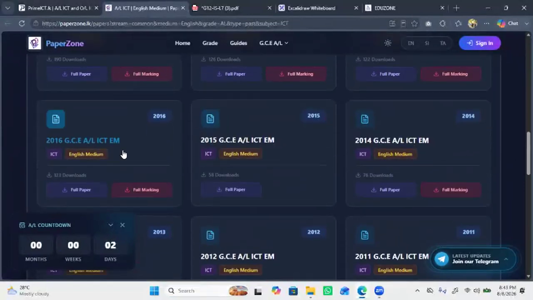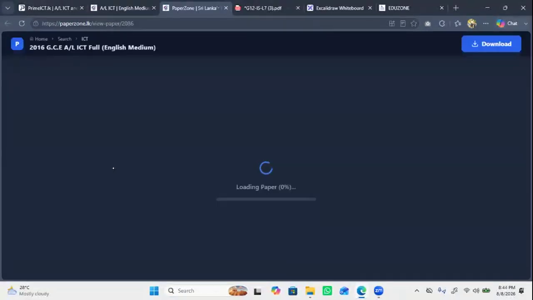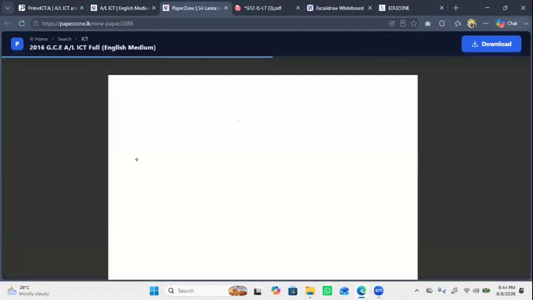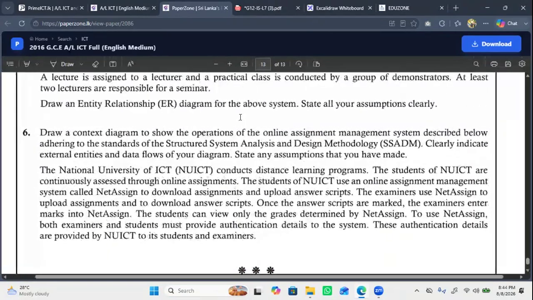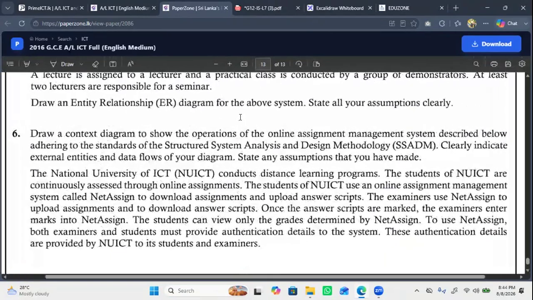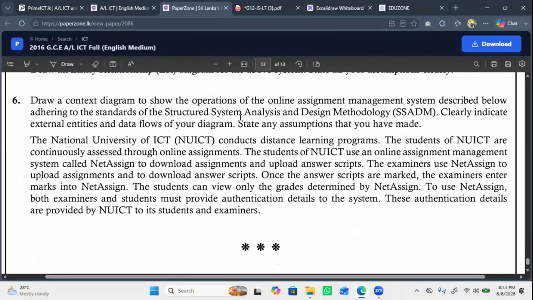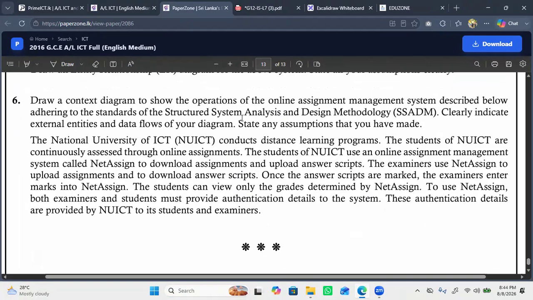Let's start with an easy one to get the exposure. I have the full paper and the marking scheme here. I am clicking it, it's getting loaded. I will put the question on the screen. Okay, this is the question. You have to draw a context diagram. Read sentence by sentence, carefully. Always focus on three things: who, what, and whom. Those are the three things you should pay attention to.